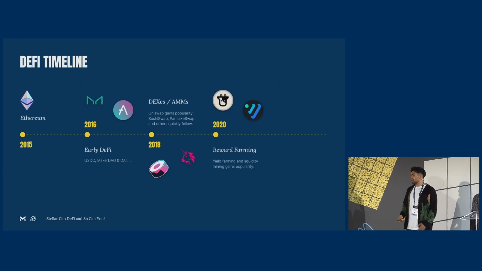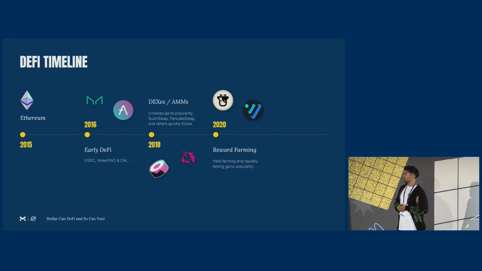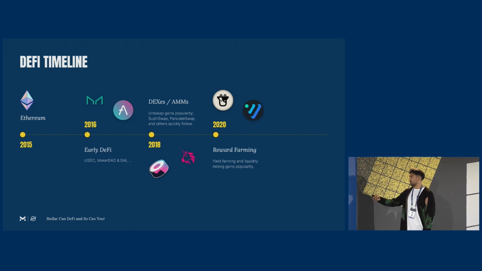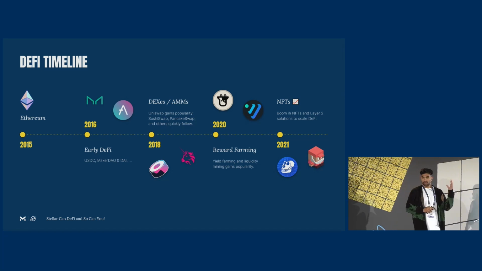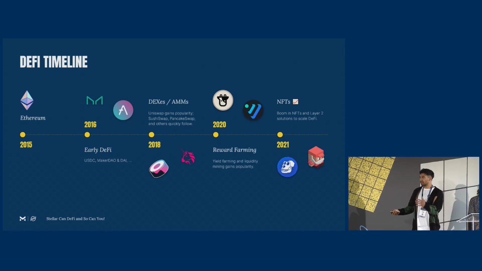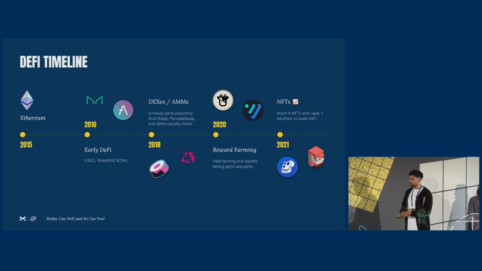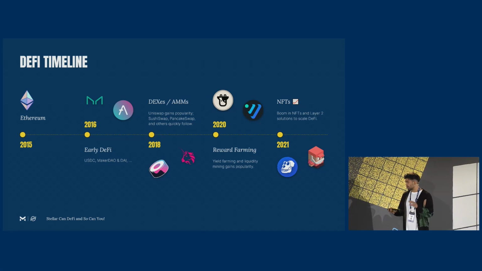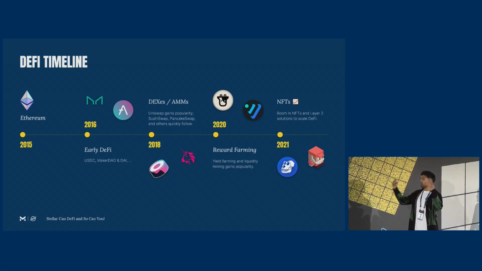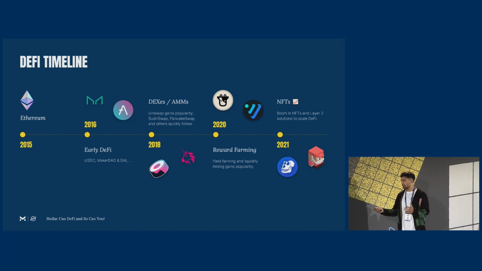So 2020, reward farming becomes a household activity, right? Here you see two protocols, Beefy and Venus. And next up, 2021, the world collides with pop culture and blockchain, right? So during 2021, we saw a boom in NFTs and layer 2 solutions to scale DeFi. Now, what does this mean? We had Polygon, Optimism, Avalanche, which is a layer 1, but not only that, you have Bored Ape Yacht Club, CryptoPunks, etc.